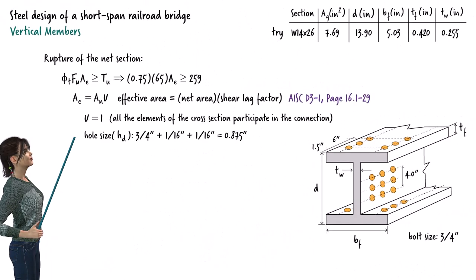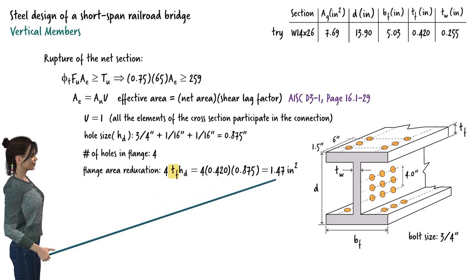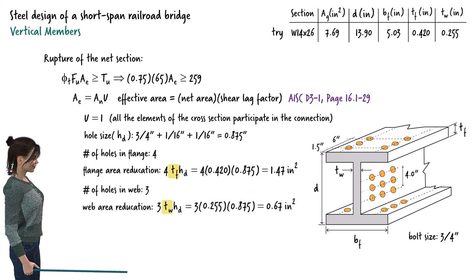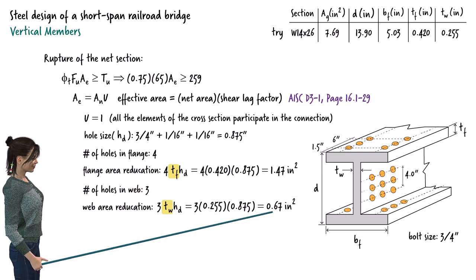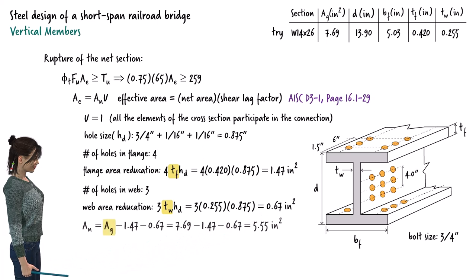This part of the solution process remains the same. Flange thickness gets updated, resulting in a change in the flange reduction area. Similarly, the change in the web thickness affects the reduction area for the web. And the change in the gross area updates the net area.